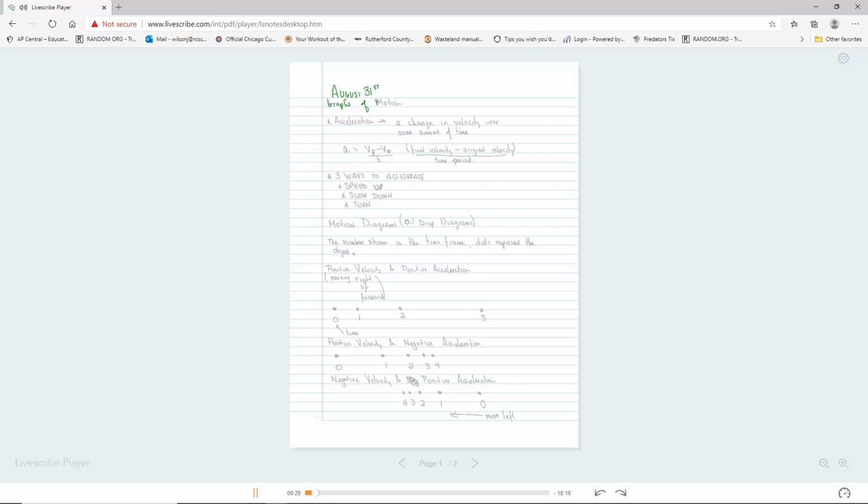Graphs of motion. So the first thing I want to do is define acceleration, because we're going to start adding acceleration into our mix of distance, displacement, speed, velocity, and acceleration. And what is acceleration? What does it mean to accelerate something?